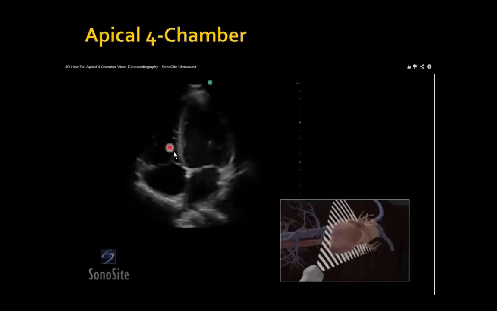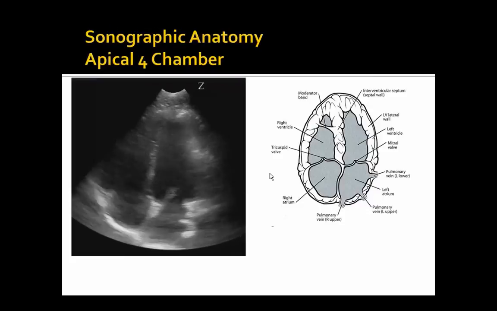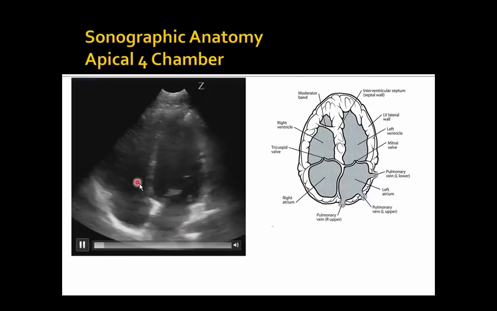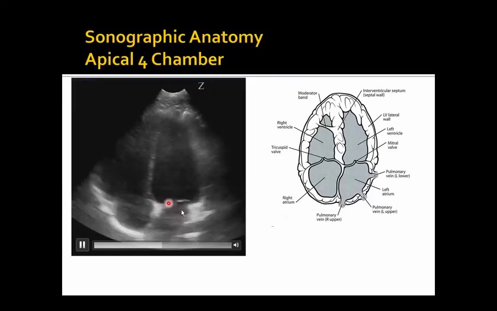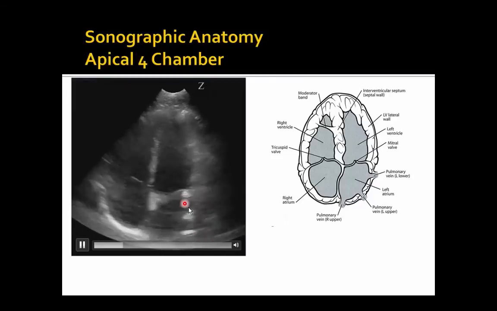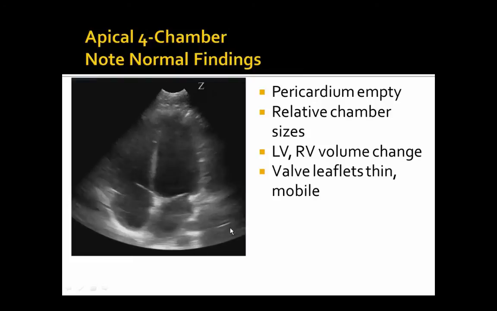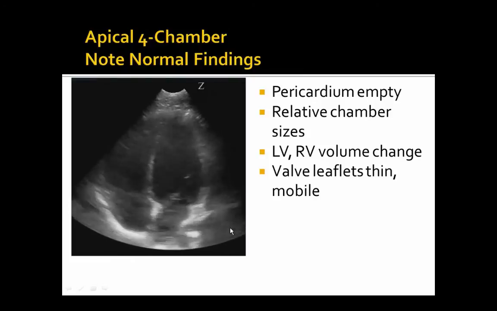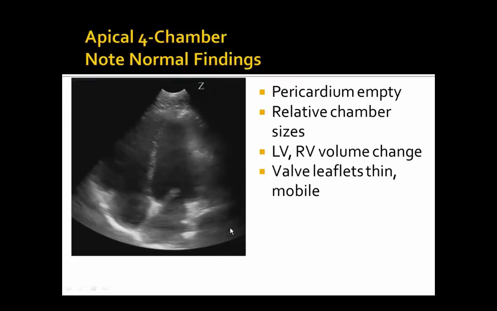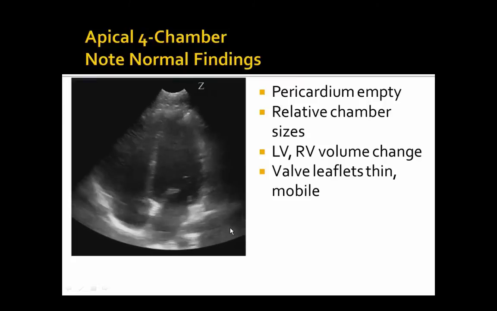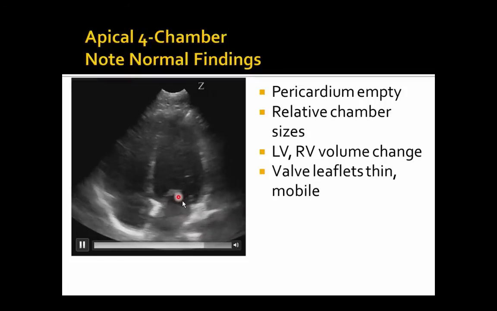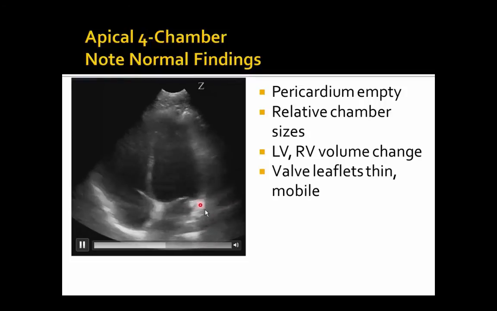Left heart, right heart. Again, pattern recognition. Left heart here, right heart here. Notice that the tricuspid valve is a little closer to the apex compared to the mitral valve. Again, go through that checklist. Pericardium should be empty. Look at the relative chamber sizes and thicknesses. Look at the change in volume. And notice again those valve leaflets. They should be thin, they should be nice and mobile.